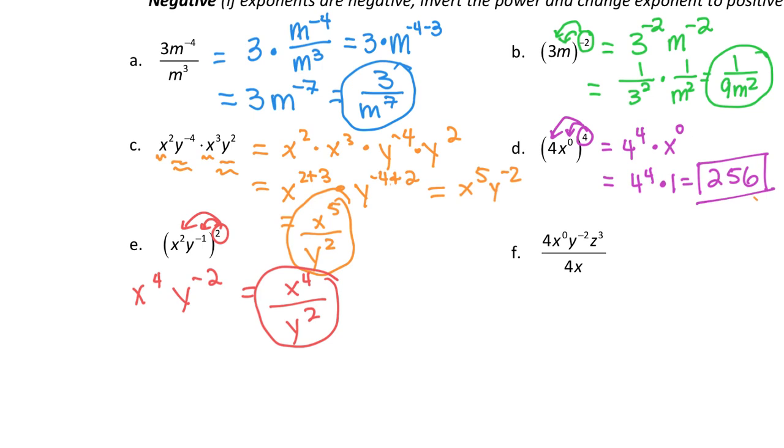Now, you will not have anything as difficult as example F on your DeltaMath. So if you'd like to try it on your own and have me check it in class, I am happy to do that.